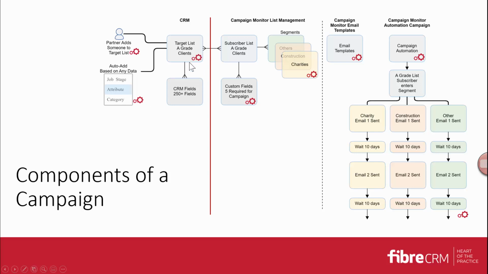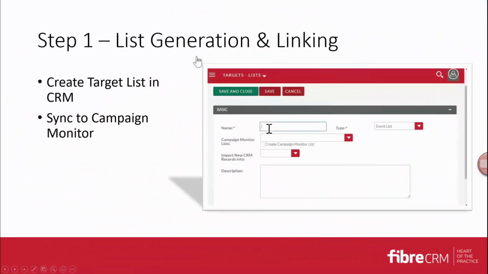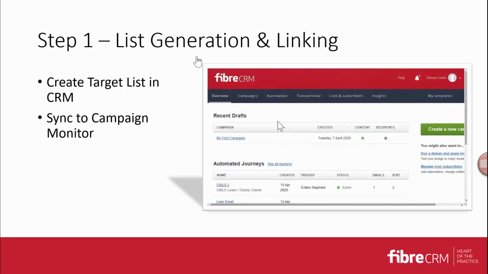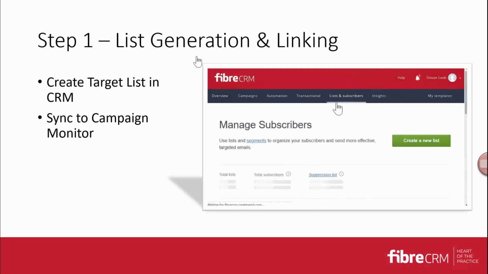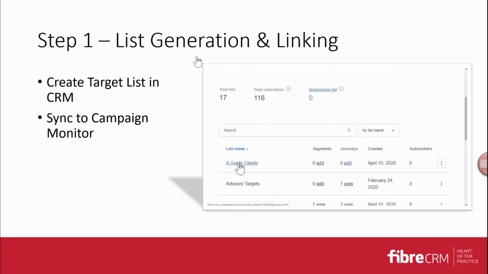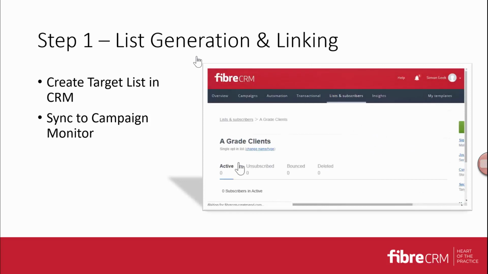The actual target list, creating a target list, the marketing department is probably going to want to build this first. So what they will do is go into the CRM and create a list. They can give it any name they like, and as long as they click on create it in Campaign Monitor, it'll also synchronize it over to Campaign Monitor immediately. And then, as I'm looking at here, I can see there's a list in Campaign Monitor.